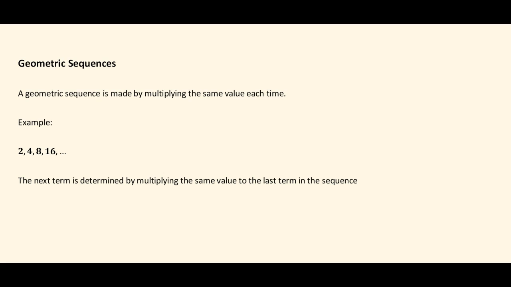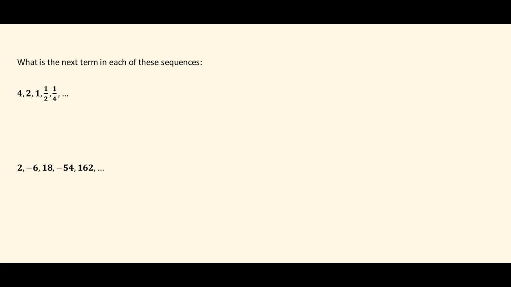Now a geometric sequence is one that is arrived at by multiplying by the same value each time. If we look at this sequence here, for example, we see 2 times 2, so we have multiplied by 2. Here also we multiply by 2. Here we also multiply by 2. So to get the next number in the sequence, you're going to multiply the previous number in the sequence by 2.